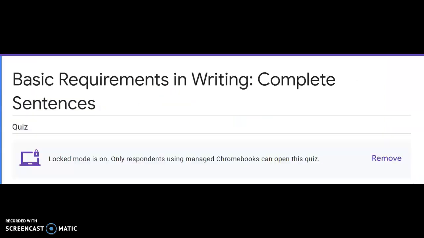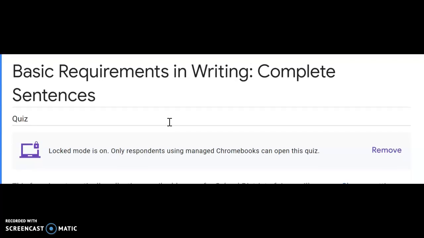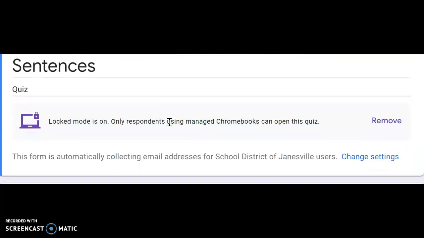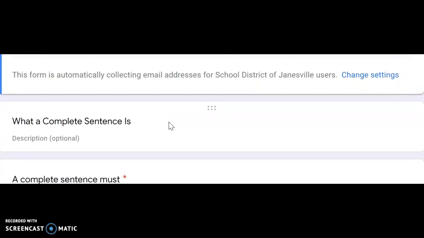I can be in edit mode, which is what I'm in right now, just to show you what's going on. I've gotten frustrated emails before saying, I can't even take this stupid quiz. Well, this is why. You have to be on your school Chromebook, and you have to be logged in through your school account. All right, moving forward.